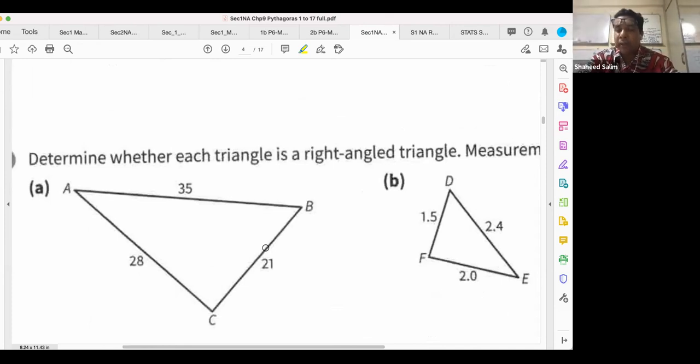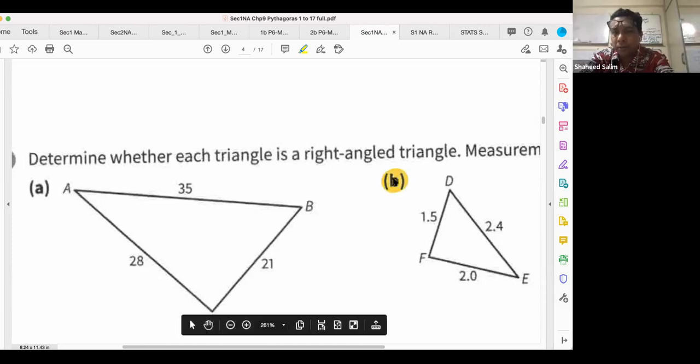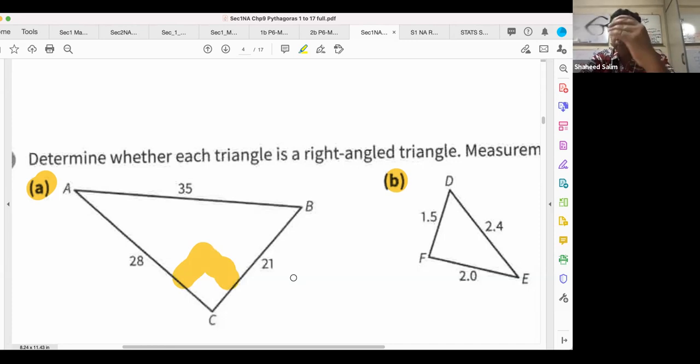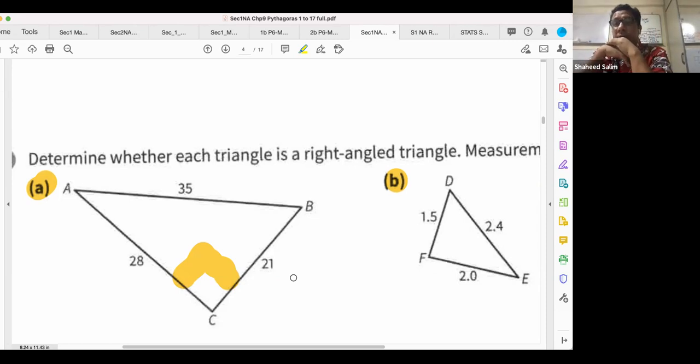A is a right angle. Okay, what about B? Isn't it the same answer? Is it okay? You try what is 1.5 squared plus 2 squared. You said A you have done, right? A is already a right angle here. Now what about B? You're not confused, right, Emma? In other words, find DE. Is DE 2.4? If it is 2.4... no, it's not.